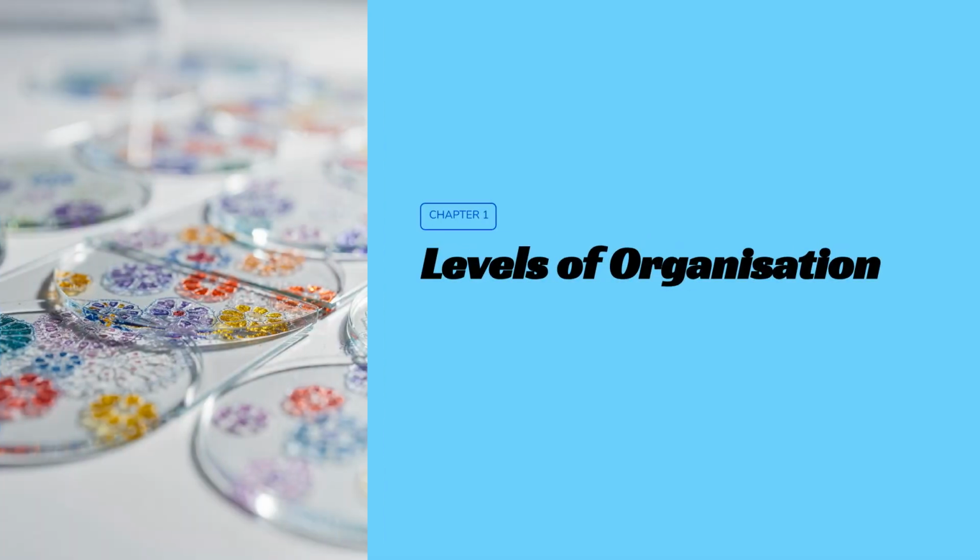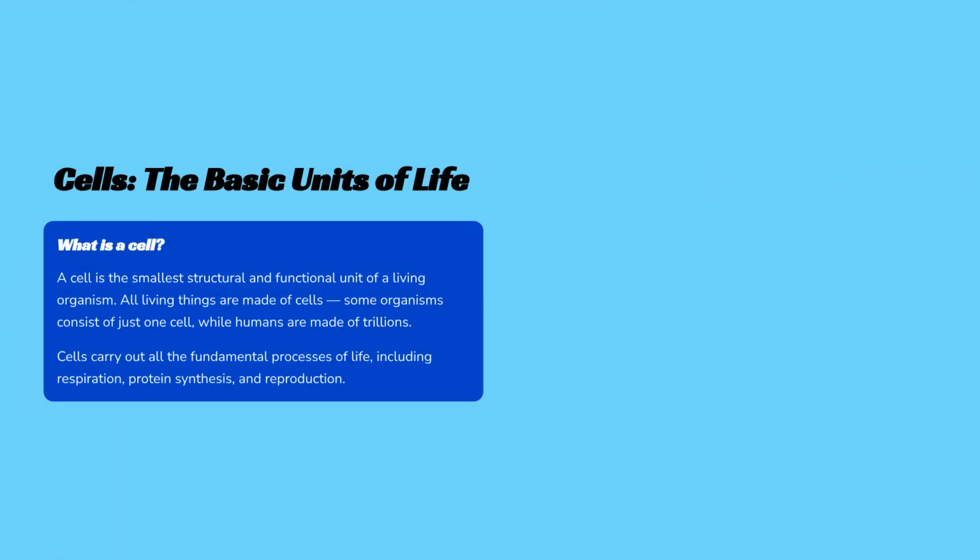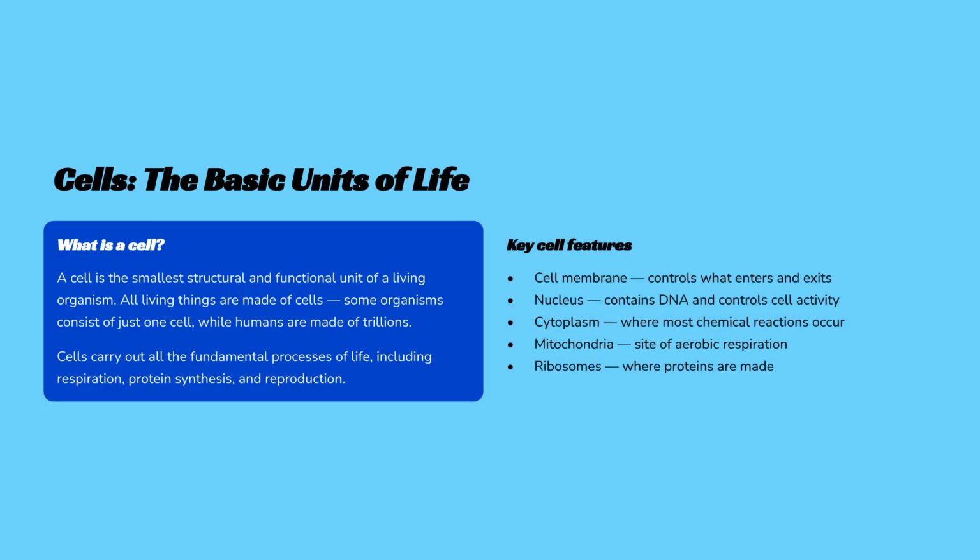Chapter 1 focuses on the levels of organization. This is about how the body builds complexity, moving from single cells to entire organ systems working together in harmony. Cells are the basic units of life. All living things are made of them, and they carry out all fundamental life processes. Key features include the cell membrane, nucleus, cytoplasm, mitochondria, and ribosomes.